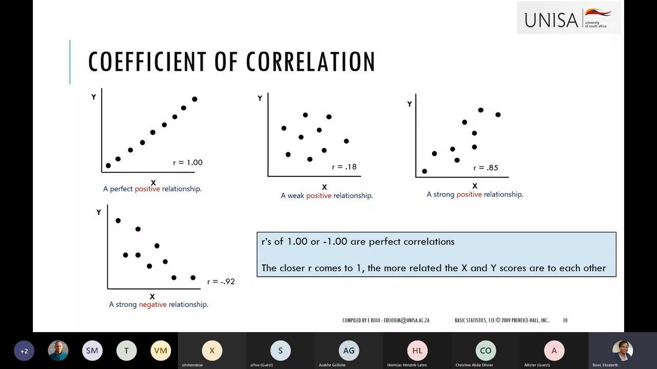Always remember that when you calculate the coefficient of correlation, the value of R is going to be between negative 1 and 1. And also, when you look at your R, if it equals 1, then we say that is a perfect correlation, or a perfect relationship. And the closer the value of R comes to 1, the more related the values of your variables are.